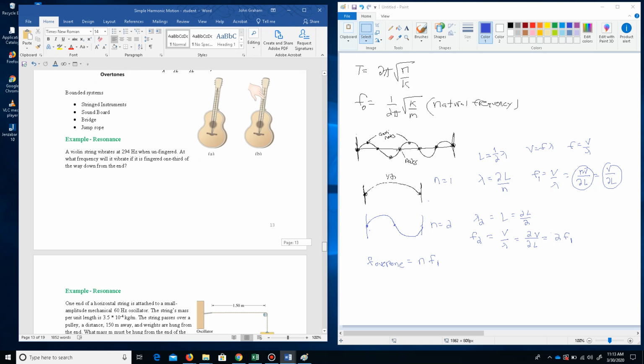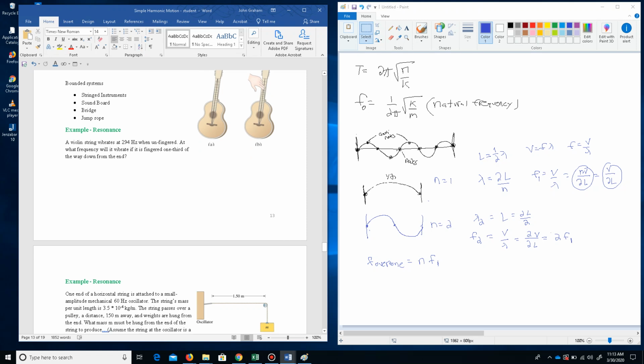So there's many kinds of vibrating systems, especially in music. String instruments all have a vibrating system. A soundboard has one. A bridge will have one. Even a jump rope has one.